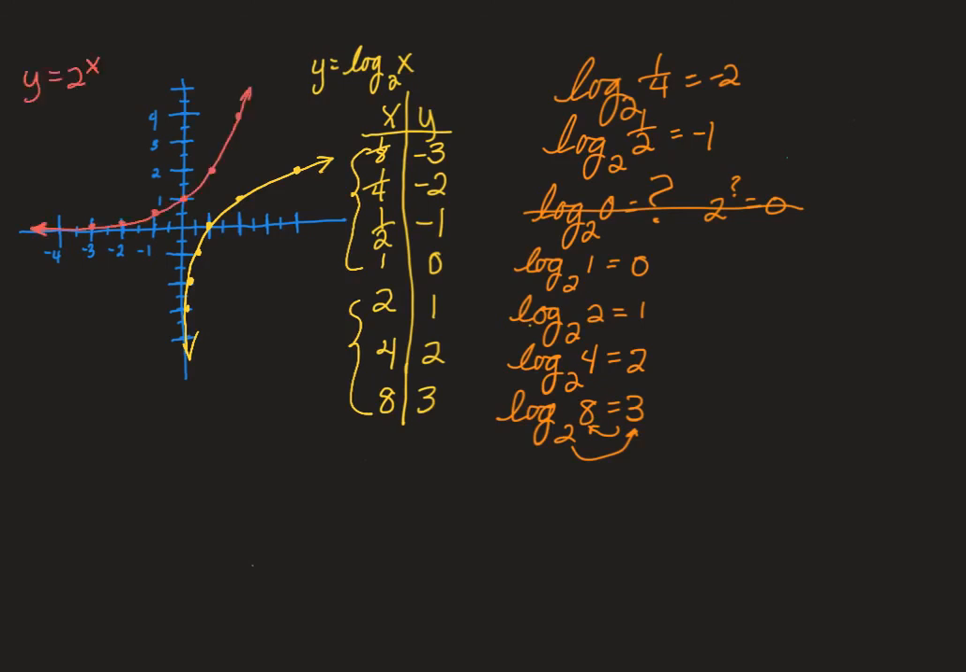For comparison, I have graphed y equals 2 to the x, the exponential form, over to the left in red. So do you notice anything about those two graphs? If you look very closely, you can see that they are mirrored over the line y equals x. They are, in effect, inverse functions of each other.